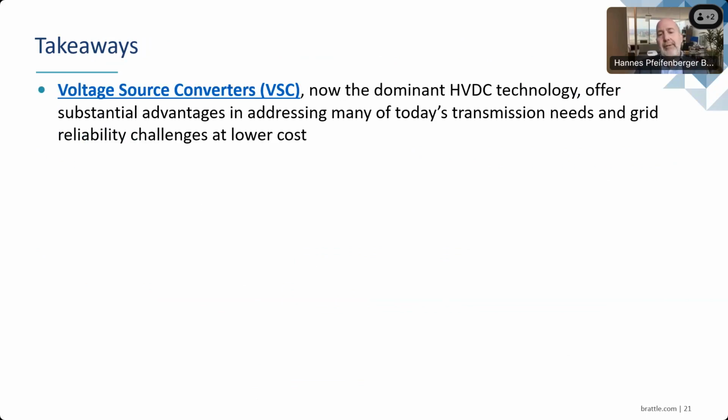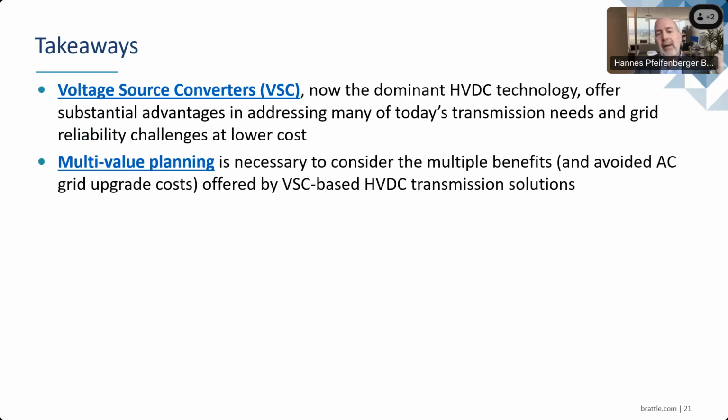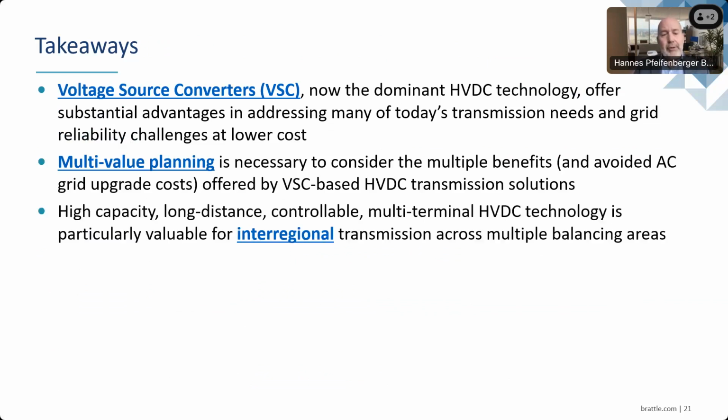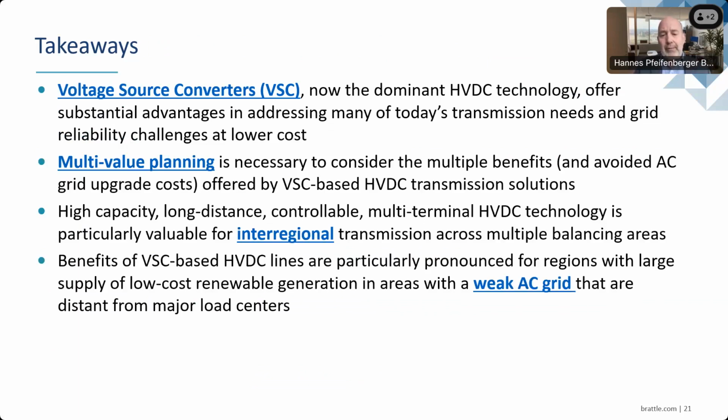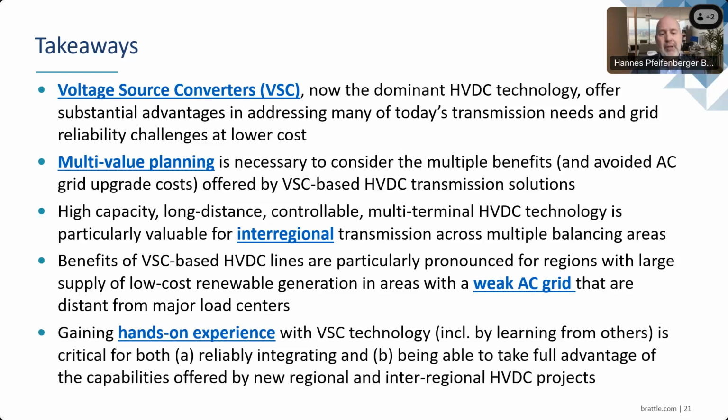VSC converters are really the dominant technology that we need to take advantage of. We need multi-value planning to understand the benefits and understand the net cost of the transmission solutions. Interregional transmission is a great application for HVDC technology, but they're particularly beneficial in areas with weak grids, high renewable shares that require power to be transported to major load centers.